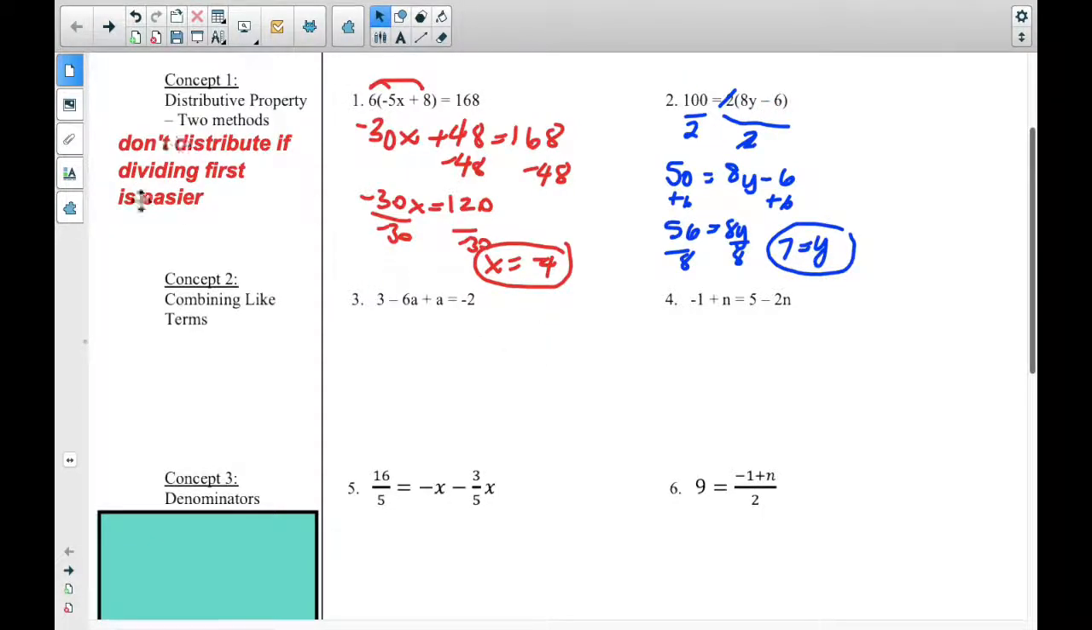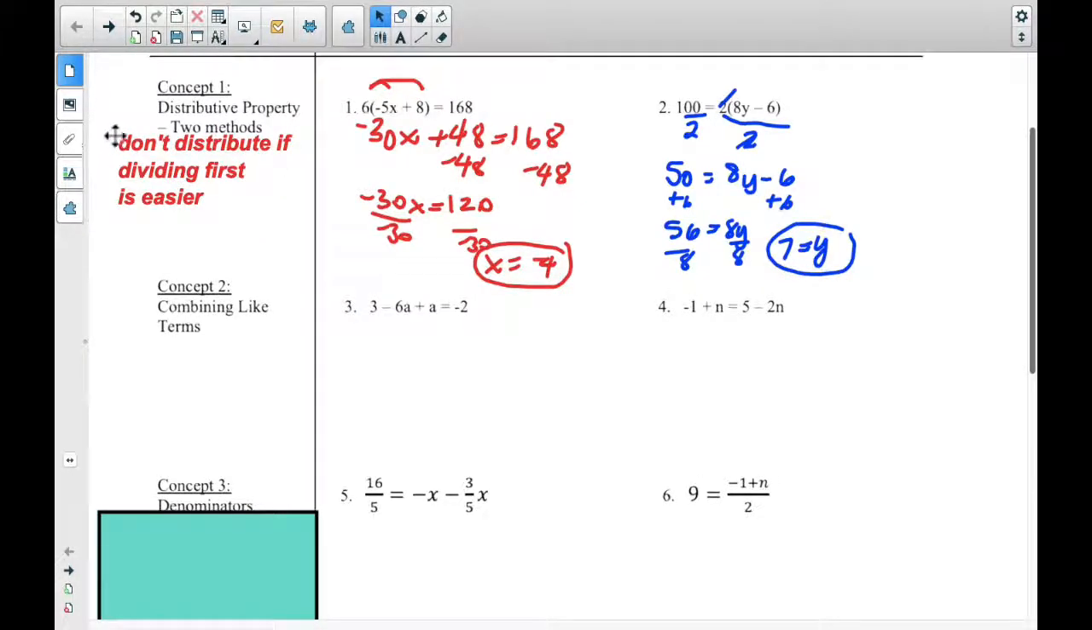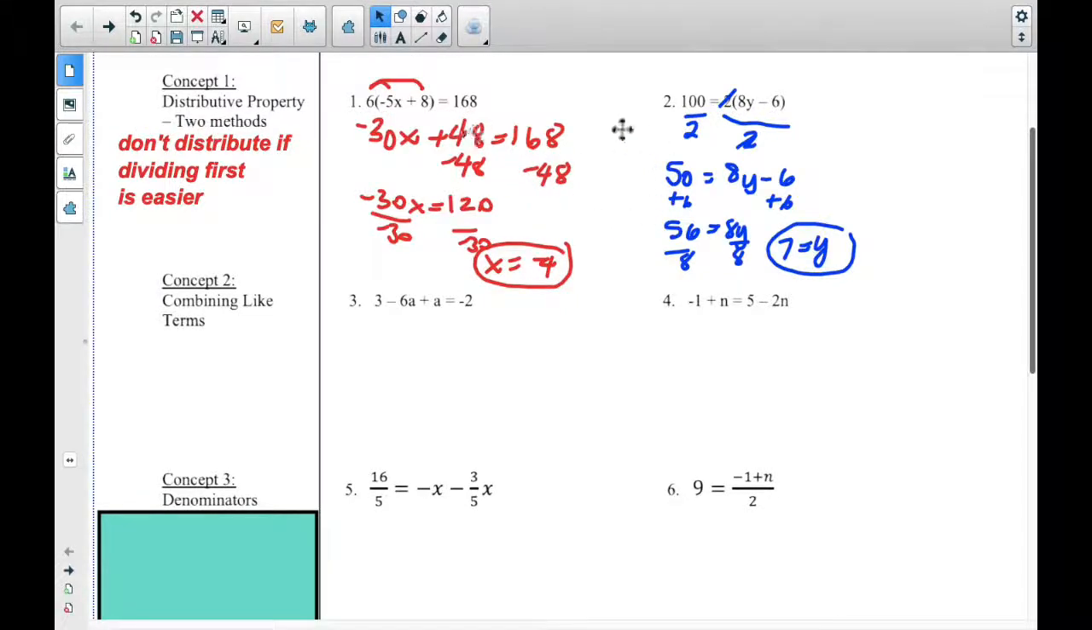Over in the margin, why don't you write down, don't distribute if dividing first is easier. That's just a little note to yourself, so that you remember you don't always have to distribute. The other option is you could divide instead.